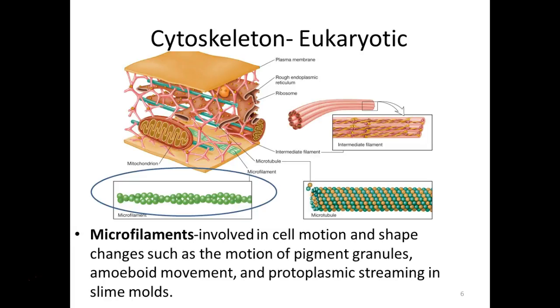moving around things like pigment granules, and especially in amoeboid cells, so like in amoeba, how they're able to push their cytoplasm and move, right? That is made possible by these microfilaments. These microfilaments are actually what's pushing that membrane and the contents of the cytoplasm so that they can move. The protoplasmic streaming that's seen in slime molds, where you'll see the inside of the cell move, is because of these microfilaments. Now, as the name implies, these are the smallest of the cell cytoskeleton features of eukaryotes.